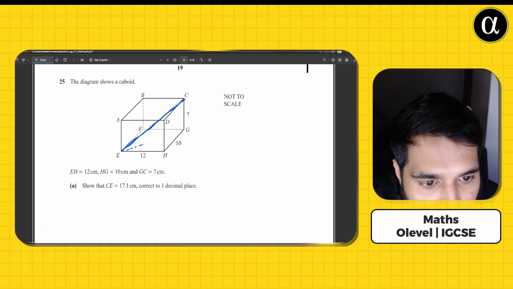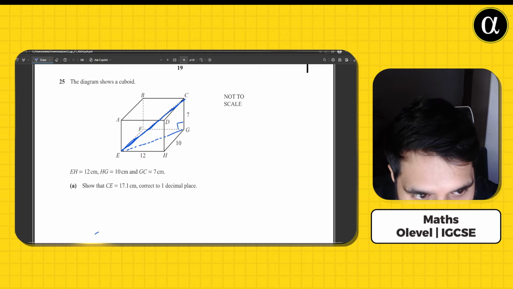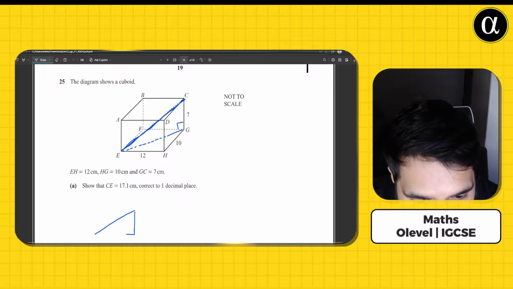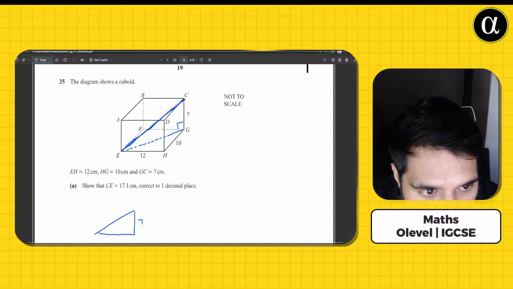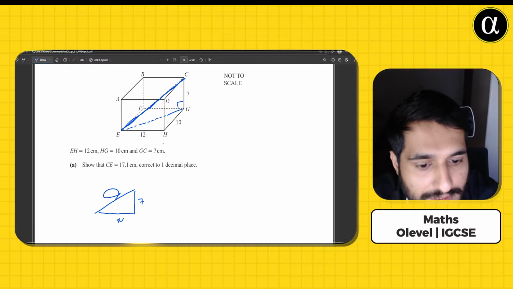If we draw an imaginary image of this part and that part, this would form a right angle triangle over here, and we can say we have a triangle like this where the value is going to be 7 and this value is unknown, and we need to find this value. Now how do you find this? For this we can use the other triangle.